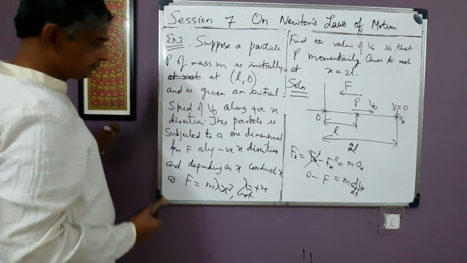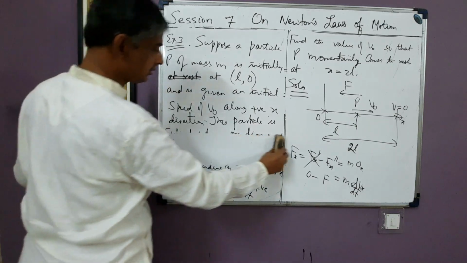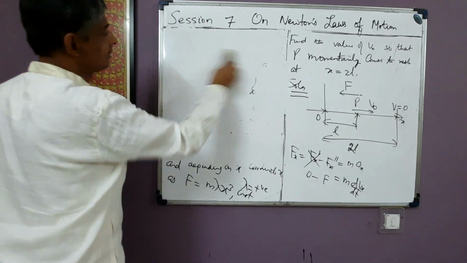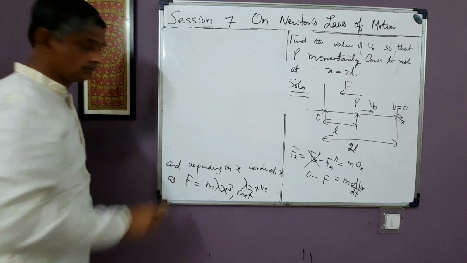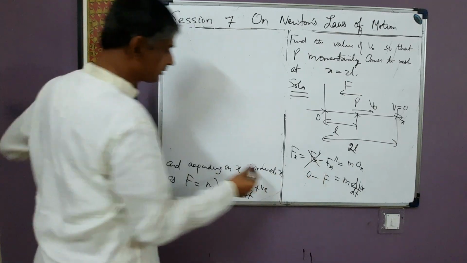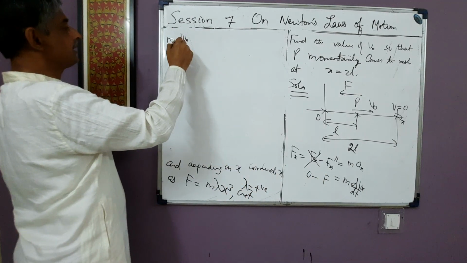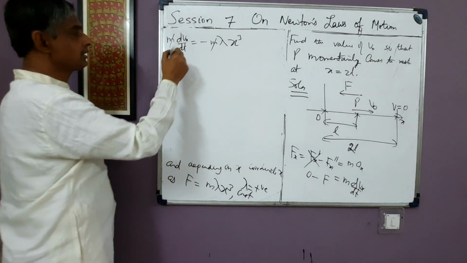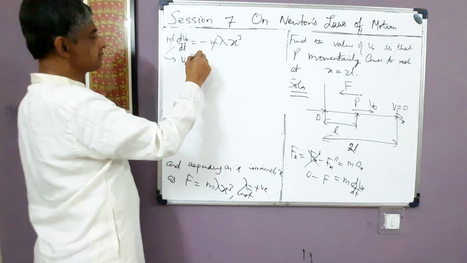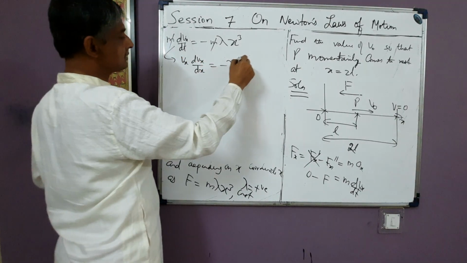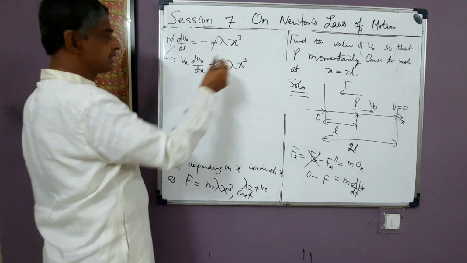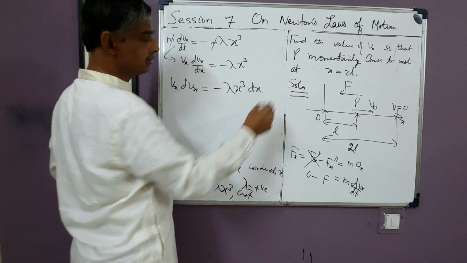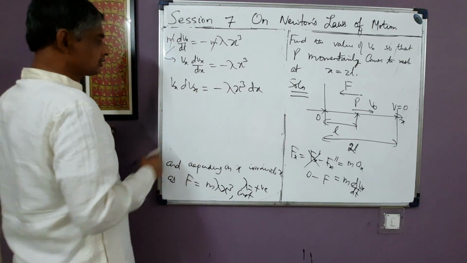So I write here m dvx by dt becomes minus m lambda x cube. M goes away. Using the chain rule, this becomes vx dvx by dx, equal to minus lambda x cube. Now shift dx that side. Vx dvx becomes minus lambda x cube into dx.